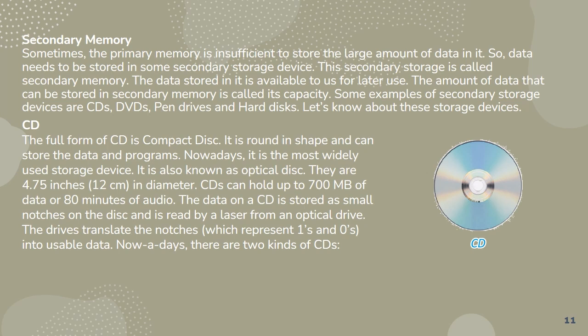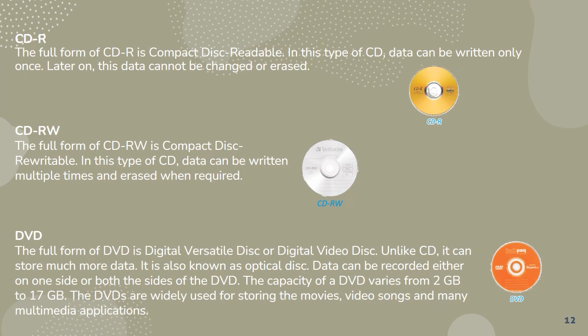The data on a CD is stored as small notches on the disk and is read by a laser from an optical drive. The drives translate the notches, which represent ones and zeros, into usable data. Nowadays, there are two kinds of CDs. CD-R. Full form of CDR is compact disc readable. In this type of CD, data can be written only once. Later on, this data cannot be changed or erased.